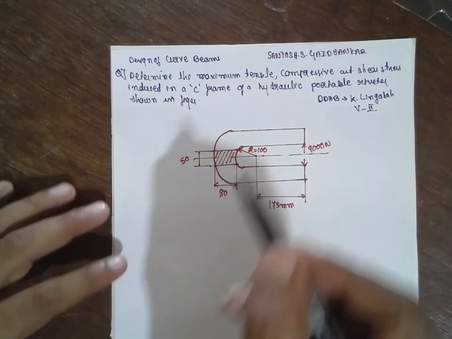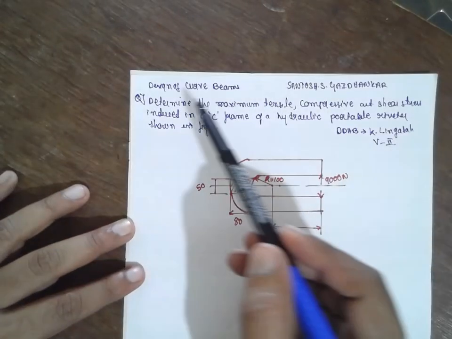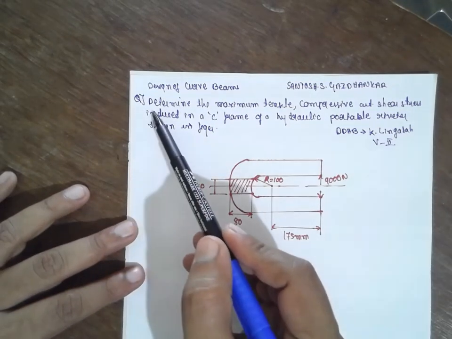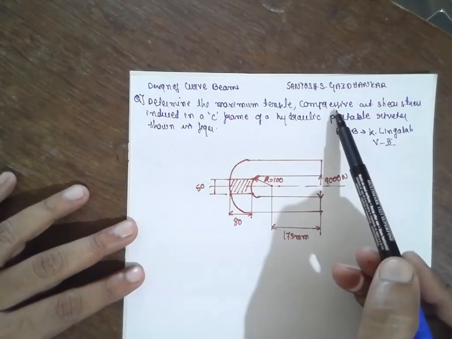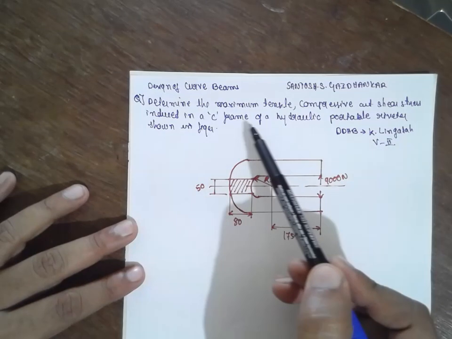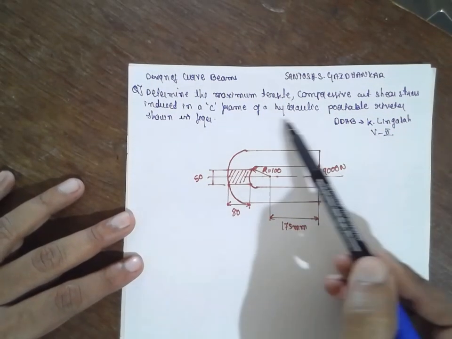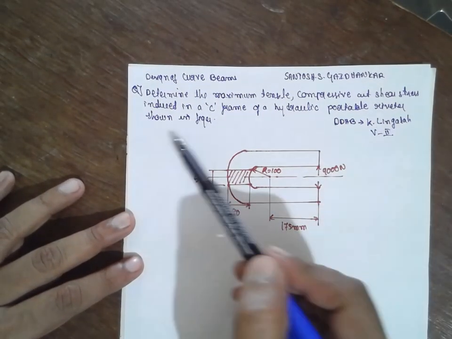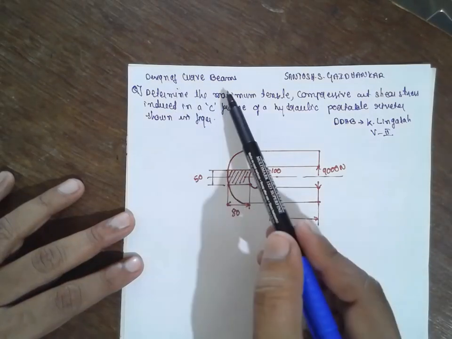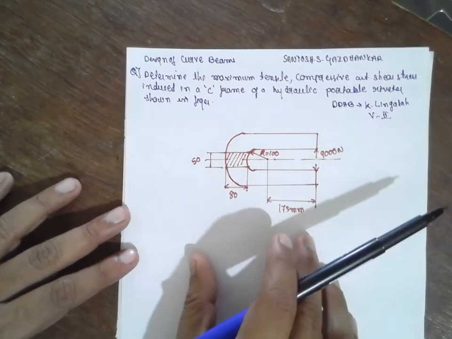I am Santosh Gaidankar. Today's concept is about the design of the curved beam. The question is: determine the maximum tensile, compressive and shear stress induced in the C frame. This is a C frame of a hydraulic portable riveter as shown in the figure. We have to design the curved beam. This is the C frame.